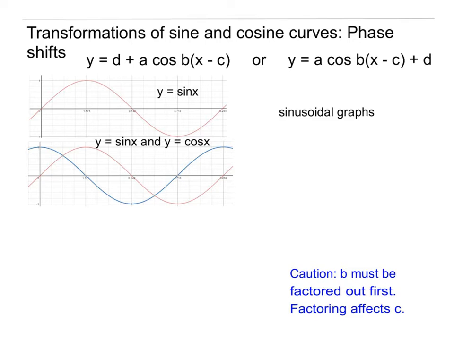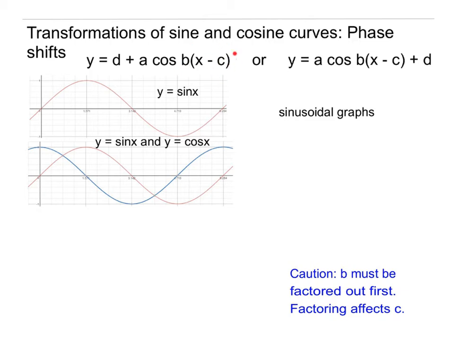So in transformations of sine and cosine curves, we're going to talk about phase shifts. We've talked about amplitude, we've talked about period. We can do a shift right or left. We could take that function and shift it up or down. You can see that I have the general equation written right here. This D is going to be a shift up or down. The A is the amplitude. B is used to find the period of the function.